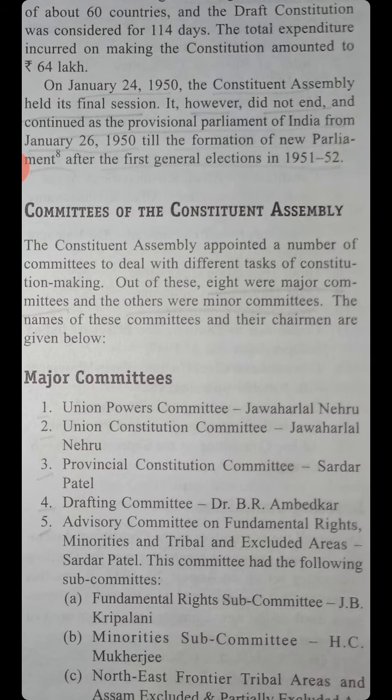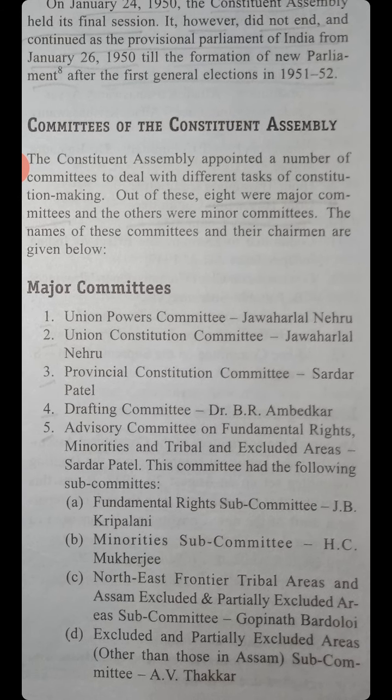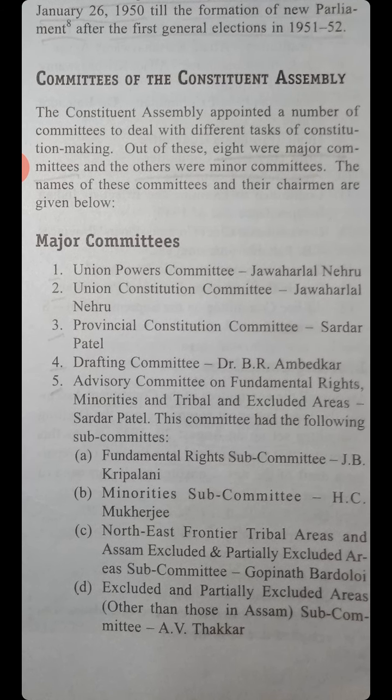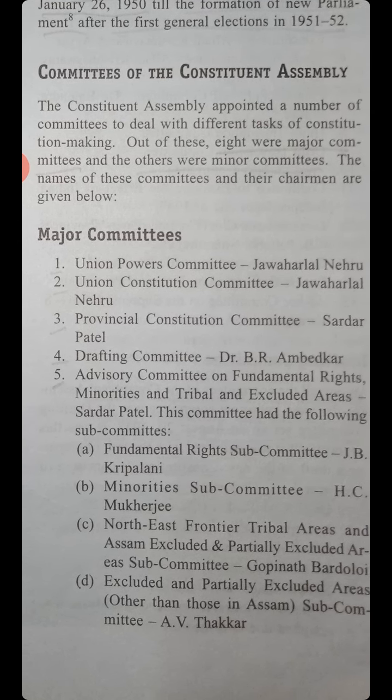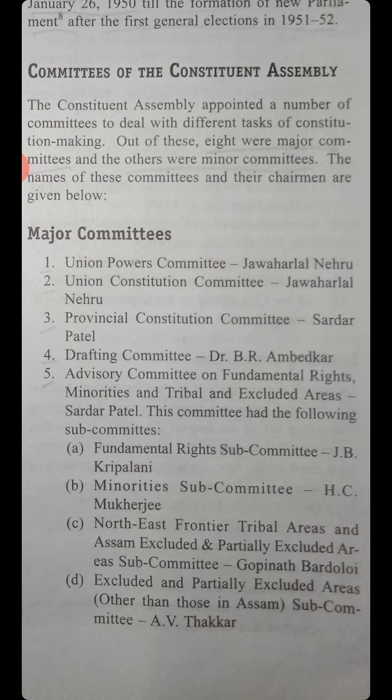Committees of the Constituent Assembly. The Constituent Assembly appointed a number of committees to deal with different tasks of constitution making. Out of these, 8 were major committees and the others were minor committees. The names of these committees and their chairmen are given below. Major committees. First, the Union Powers Committee, Jawaharlal Nehru. The Union Constitution Committee, Jawaharlal Nehru. Provincial Constitution Committee, Sardar Patel. Drafting Committee, Dr. B.R. Ambedkar.